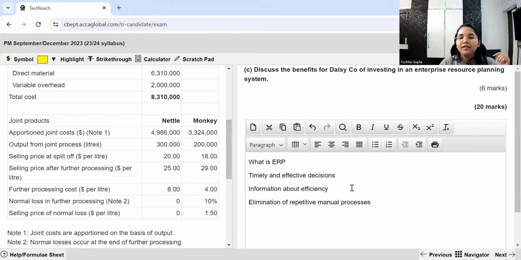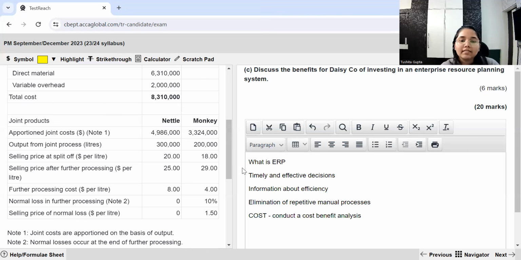But at the same time, when we are concluding our answer, we'll also present the cost side to be taken into consideration. We will tell Daisy company that when you are investing in an ERP system, it's going to cost you a lot. So there is no benefit if the cost of this system is more than the benefits that you're getting out of it. So it is very important that you please conduct a cost benefit analysis of implementing the ERP system in your company. So this is how your answer will be perfect.